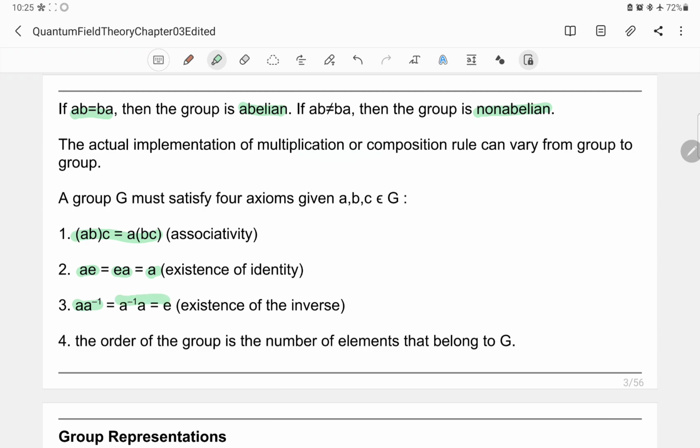And the number of elements in a group is the order of the group. So if your group has only 3 elements, then the order of the group is 3. And if the group has an infinite number of elements, then the order of the group is infinite.